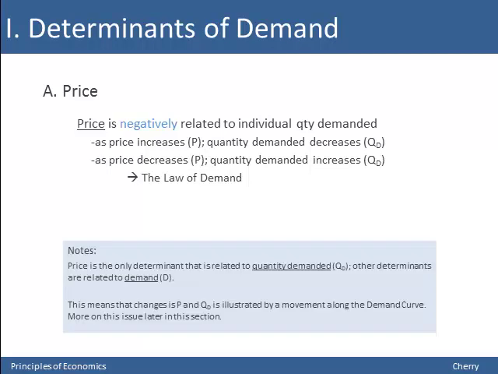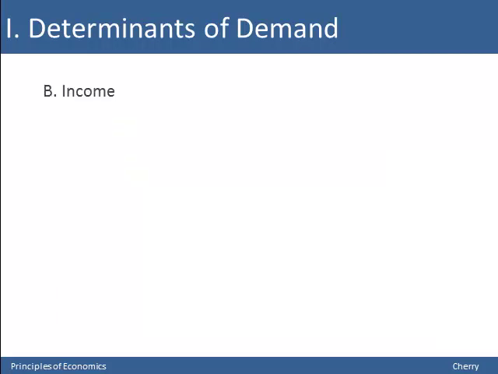So let's first note here price is related to quantity demanded, right? And what you'll see, the rest of the determinants that we're going to go through, they're going to be related to demand. So price is related to quantity demanded, Q sub D, and the other determinants that we're looking at are going to be related to demand, or D. Pointing out the distinction now, and it'll be more clear when we get to that part of this video lecture.